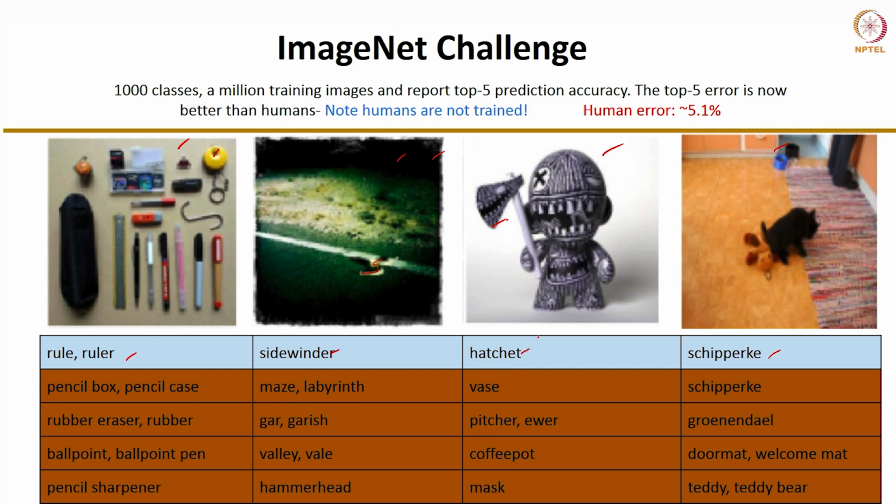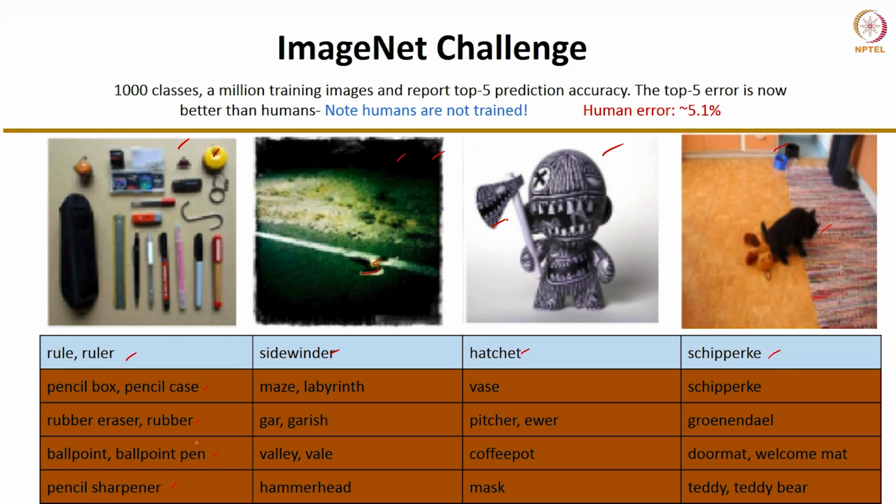Okay. And this is again a shipwreck. I actually do not know what that is, but anyway. So, these are some of the predictions made by a typical network which is trained on the database. The challenge is that the correct class should be among the top 5 predictions of your system.